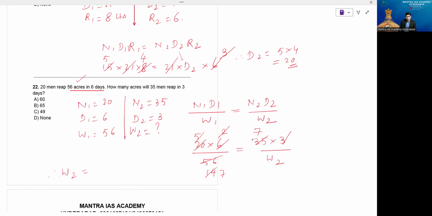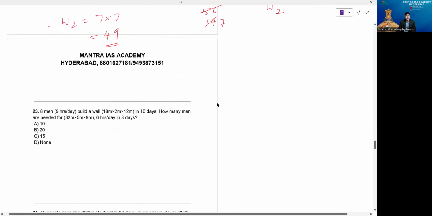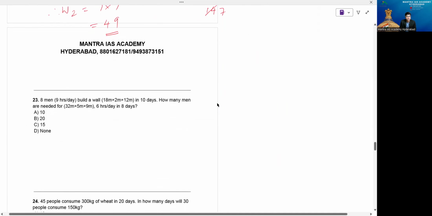Goes to right side, and 7 by 7 becomes what? W2 is equal to 49 acres of land. So the option is C. Then go to question number 23. Right, it is a very important question.